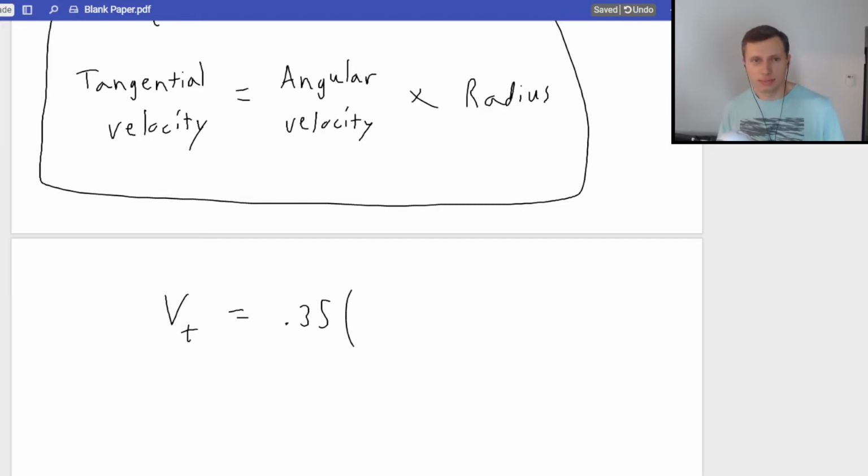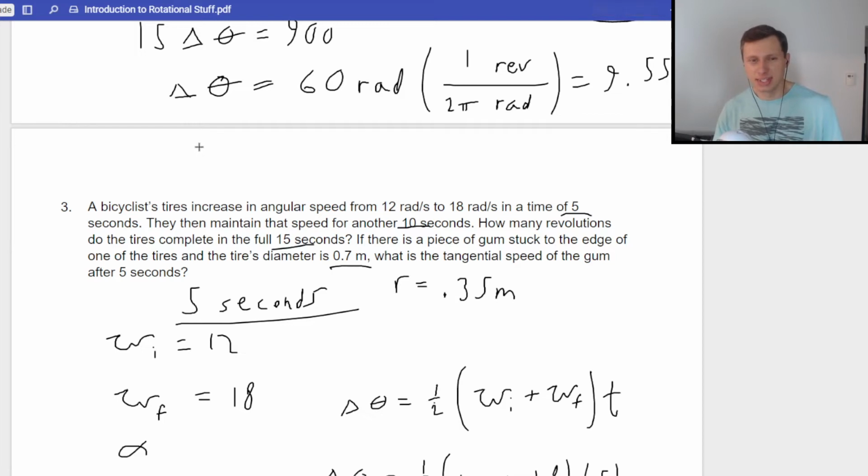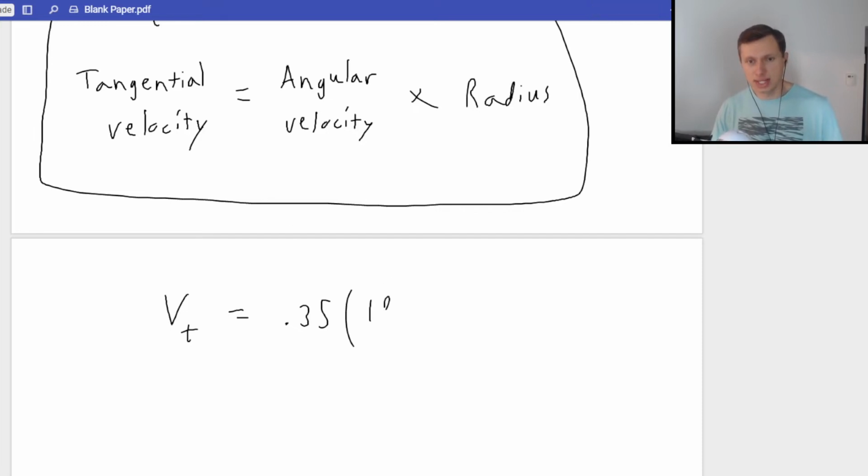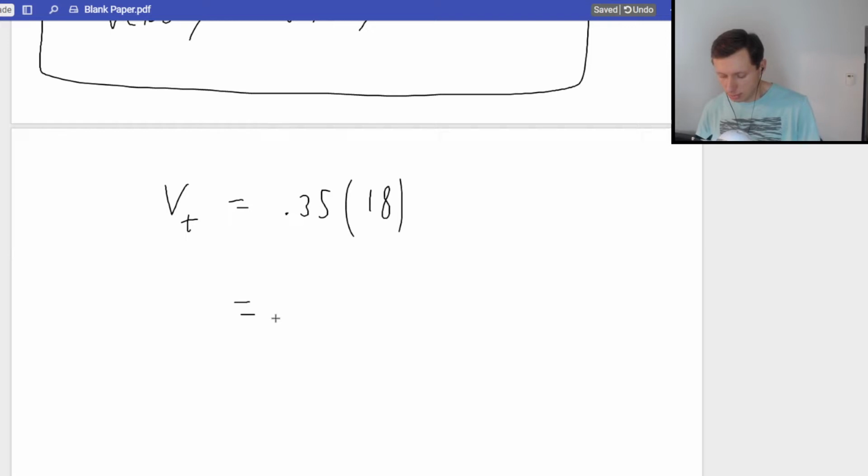I'll give you a few seconds to think about it. What is the angular velocity at 5 seconds? Well, 5 seconds was the final in our first 5 seconds, if you think about it. So at 5 seconds, its angular speed is going to be 18 radians per second, which means times 18. The 0.35 times 18 is going to be our final answer. 0.35 times 18, we get 6.3, and the units are meters per second.